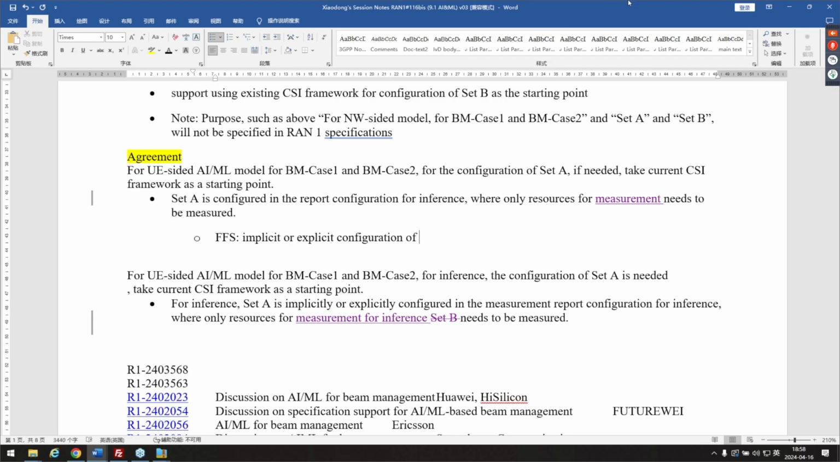Inference, implicit or explicit configuration of measurement set A for inference. Because also in the bullet above, we're talking about what measurement and what needs to be measured. But the key here is what we configure. Just remove this one. Yes, remove this.